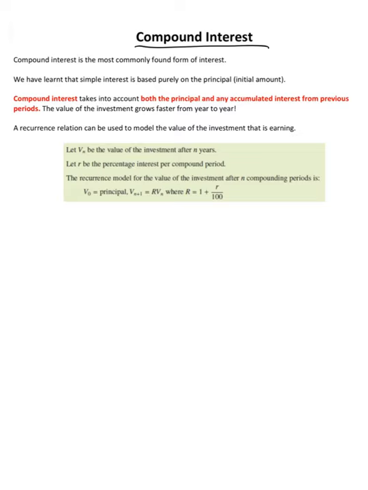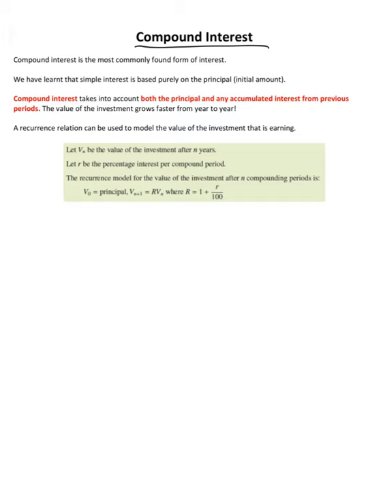Right, so the value of the investment grows faster from year to year, and so does the interest amount. So the amount of interest is growing each year because it's taking into account the amount of money at each period that is within that balance. Now, simple interest was linear growth. Now we're looking at geometric growth.